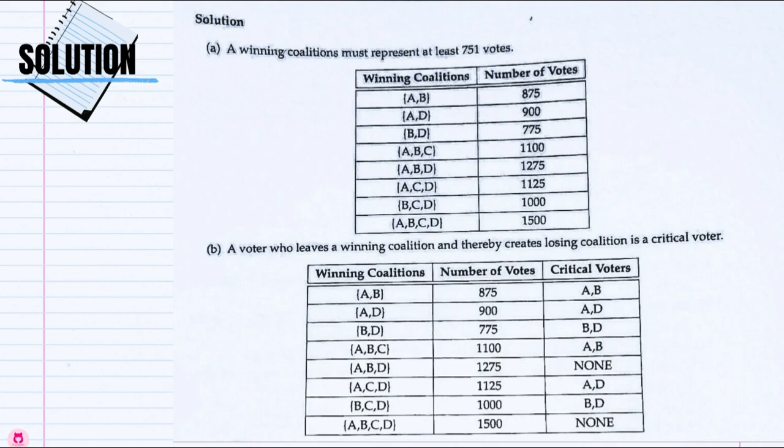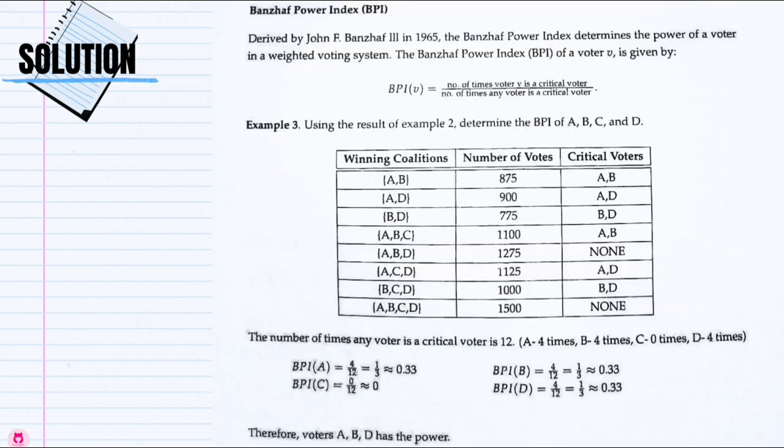So why is ABD none? Because if we remove A, it still has a total of 775. If we remove B, it still has a total of 900. And if we remove D, it still has a total of 875. The same goes for ABCD. So now, let us determine the BPI of A, B, C, and D.